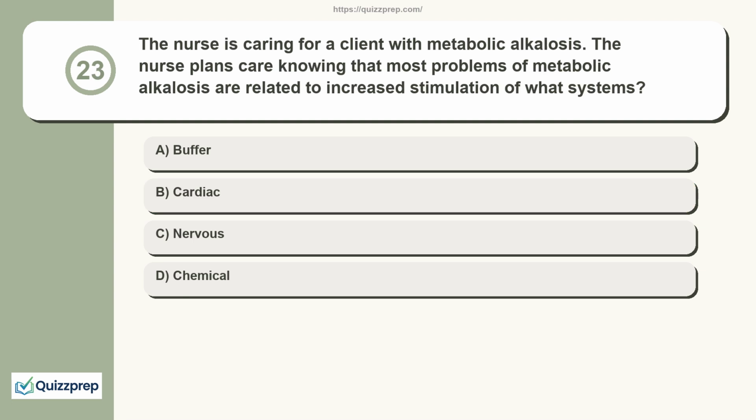Question 23. The nurse is caring for a client with metabolic alkalosis. The nurse plans care knowing that most problems of metabolic alkalosis are related to increased stimulation of what systems? Buffer, cardiac, nervous, chemical.